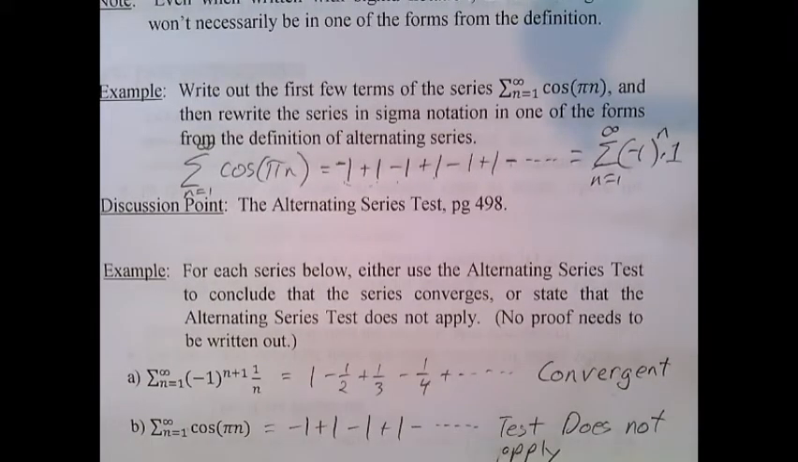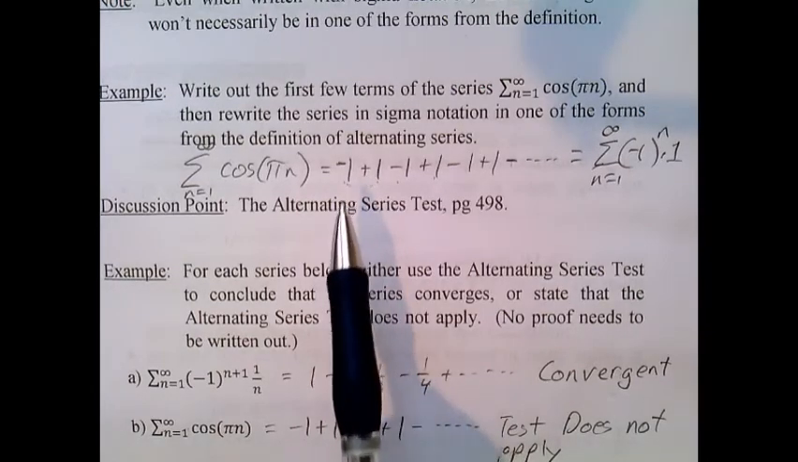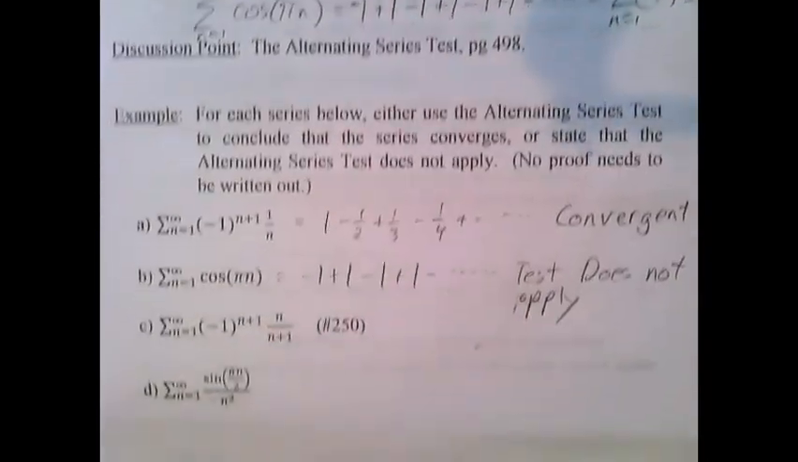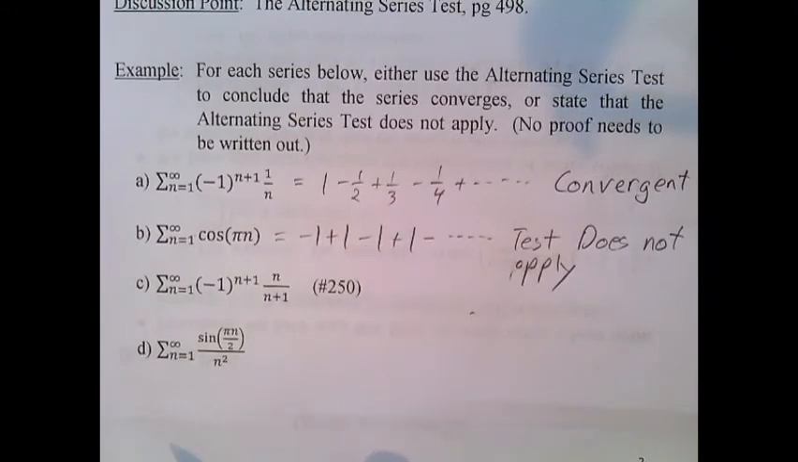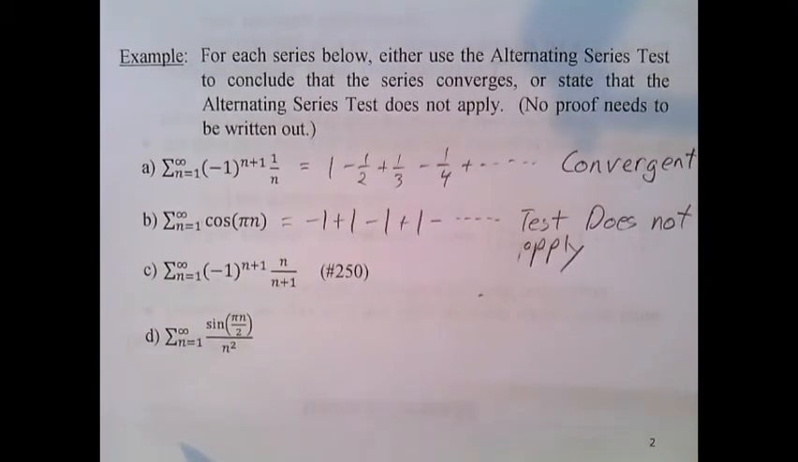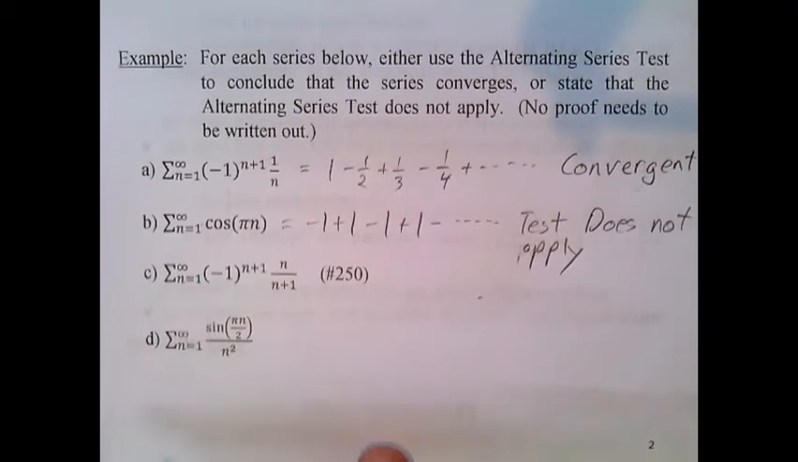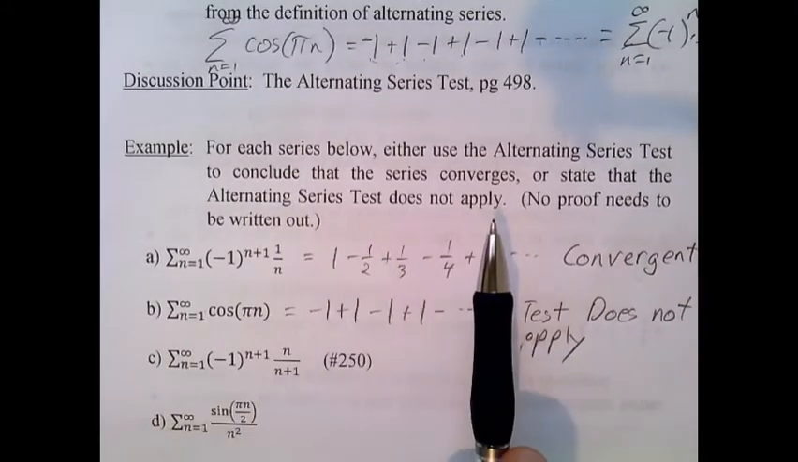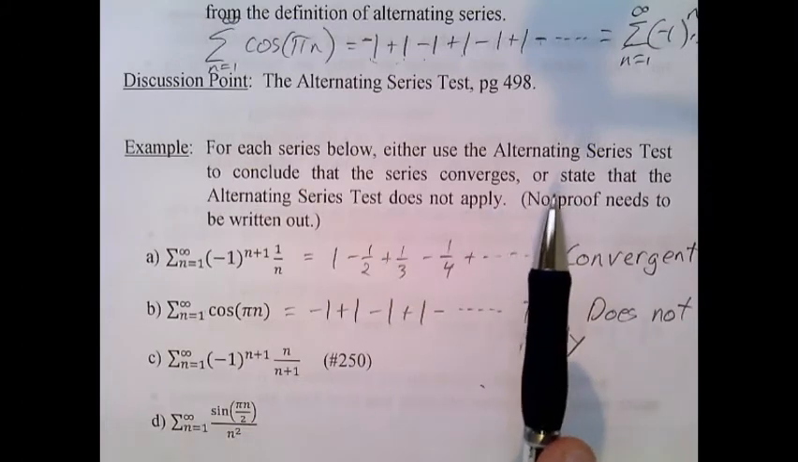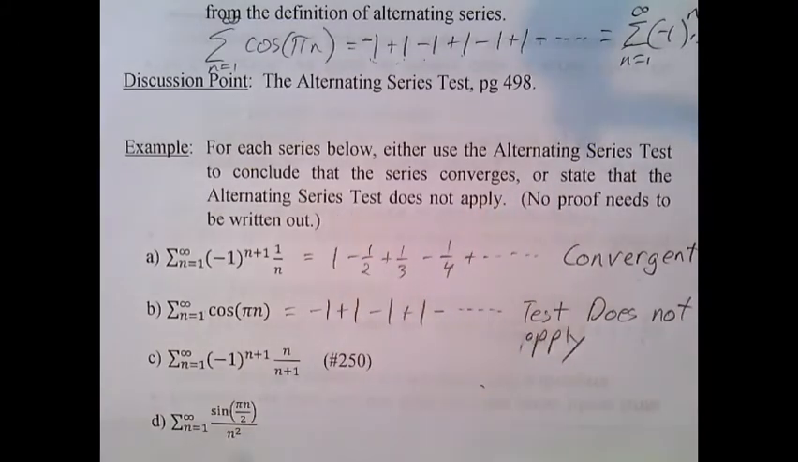Actually, we might have looked at the version of this that flips between 1 and 0, but the idea was the same. Okay, this one is actually definitely not convergent, it's divergent. But the instructions just ask us to either conclude it's convergent by the alternating series test or just state that it doesn't apply.